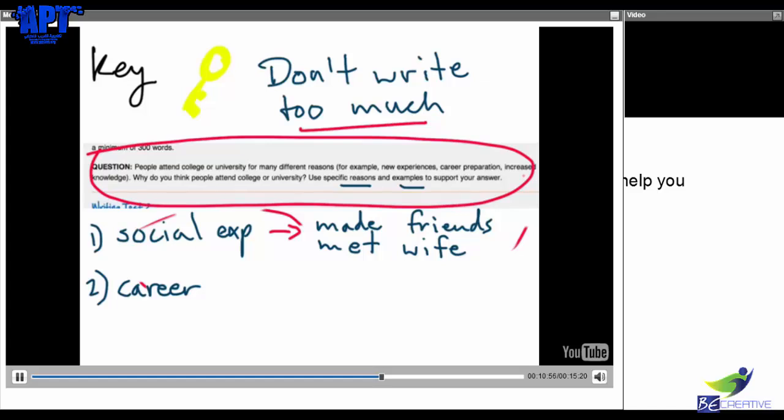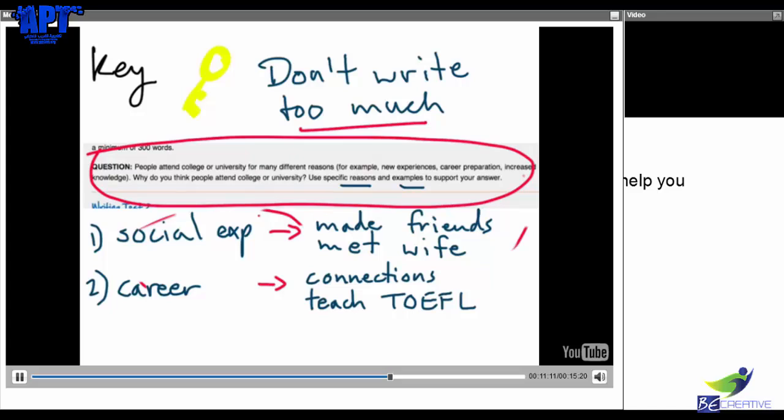So the second one, career. What are some career benefits that we get from university? Personal examples. I made connections that got me a job. I learned how to teach. Maybe I learned how to teach TOEFL in university. In a way I did.